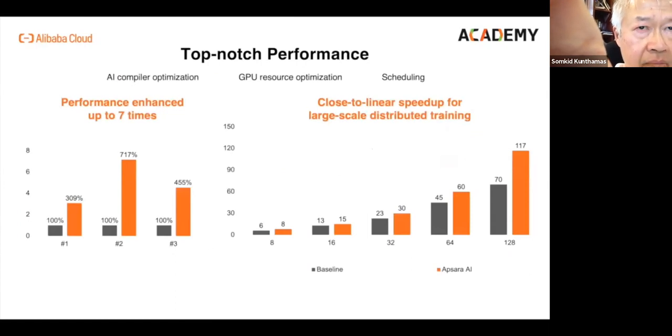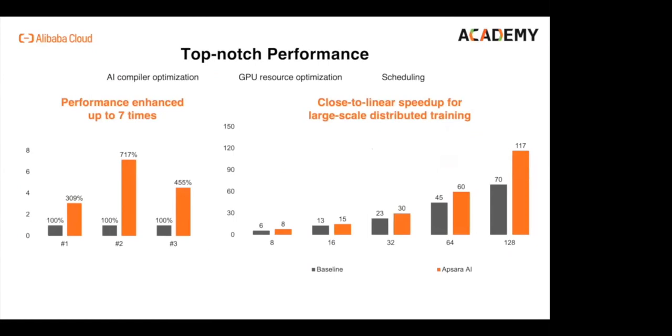There's a performance enhancement of up to 7 times. It really depends what model you're running, what task, but the performance is really good. And for large data sets, you get an almost linear speed up thanks to our GPU resource optimization engine. So if you're training a GPU-based model, those models scale really, really well across multiple GPUs on Alibaba Cloud, thanks to the Apsara AI platform, which we use for advanced GPU scheduling.